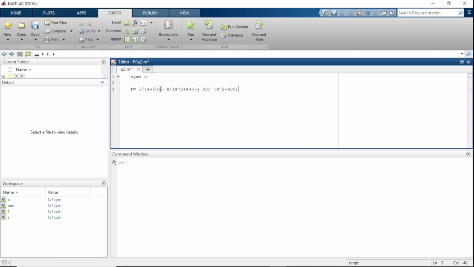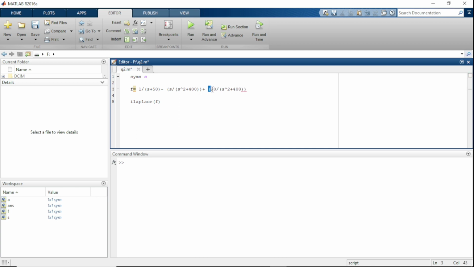Now we have to find its t domain, so we have to convert the s domain to the t domain. So just use the command that is ilaplace and write the function that is the f. Okay, just check: 1 by (s plus 50) minus s by (a square plus 400) and 20 by (a square plus 400). I am also taking this bracket.